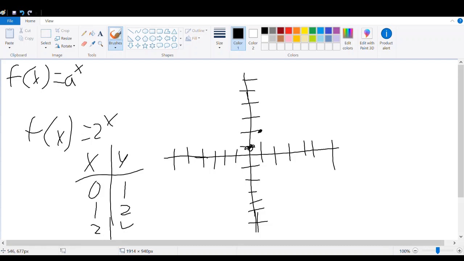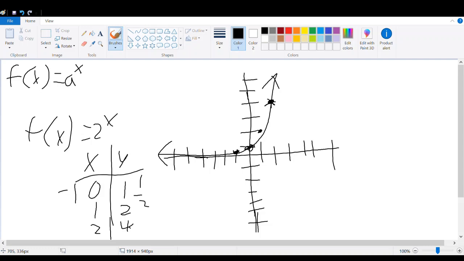When x is 2, y is 4, so it's going to be 1, 2, 2, 3, 4. And then x is negative 1, I don't have room. Negative 1, y is 1/2, and so on. So an exponential graph is going to look something like this when x is positive.